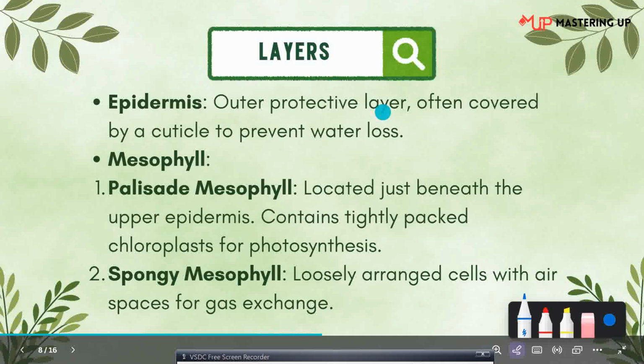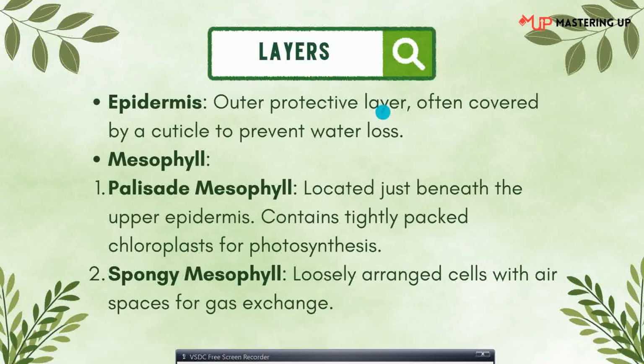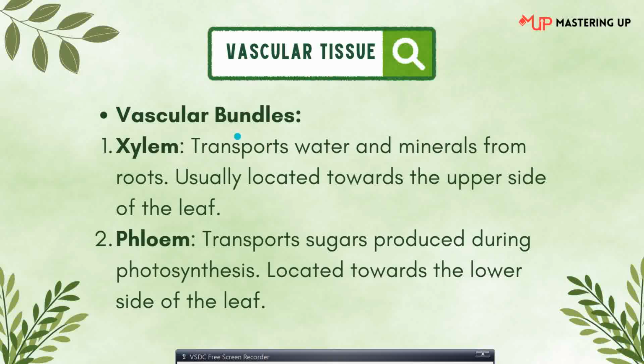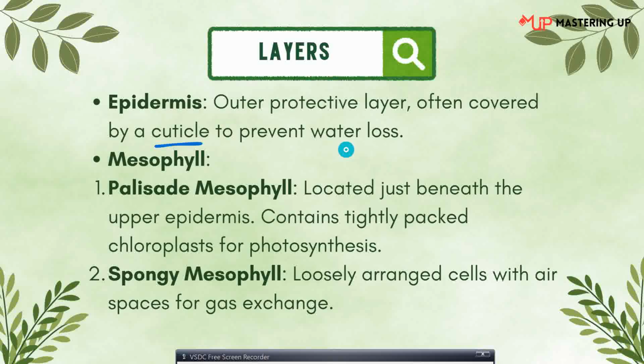Now coming to the next, let's discuss each and everything. We have the epidermis. This is the outer protective layer, often covered by a cuticle to prevent water loss. The shiny surface is the cuticle, and it is there to prevent water loss. Now mesophyll. In case of dicot, two types of mesophyll are there, palisade mesophyll and spongy mesophyll. The palisade mesophyll is located beneath the upper epidermis and contains tightly packed chloroplasts for photosynthesis.